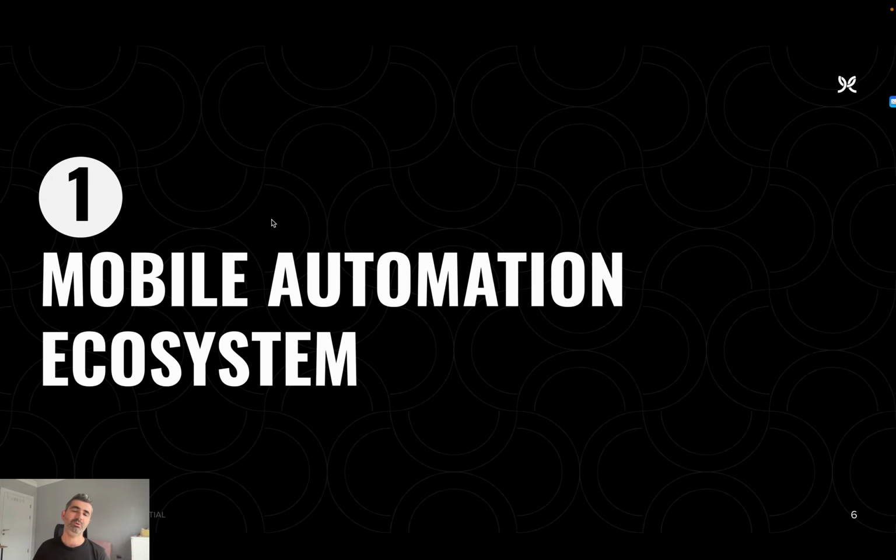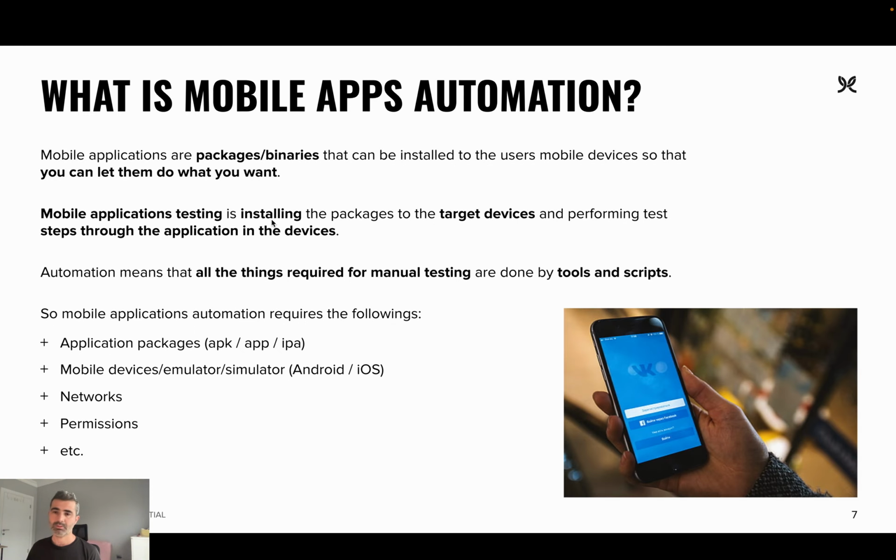Okay, let's start with the mobile automation ecosystem. Basically, mobile applications are packages and binaries that can be installed on any target device to let the user do what we want. Mobile application testing is also installing the application on a device and then performing the test steps one by one. Automation means that all the things that should be done for manual testing should be done by tools and scripts. Because of this, we need some toolings, some scripts, and some requirements.